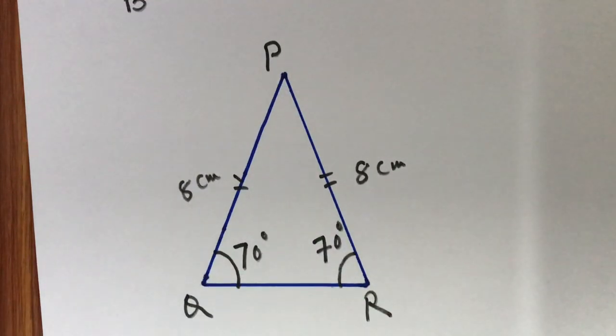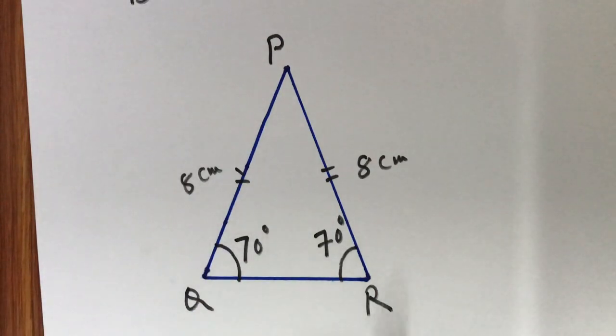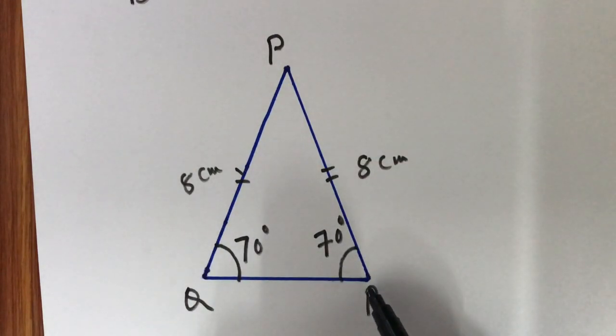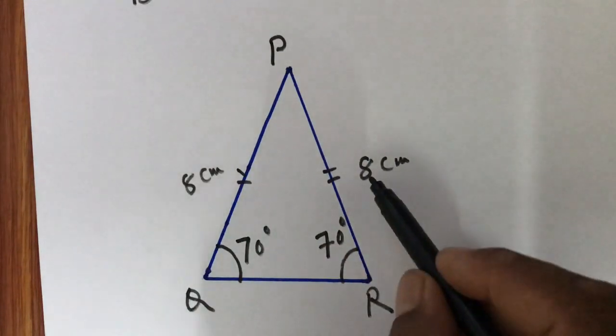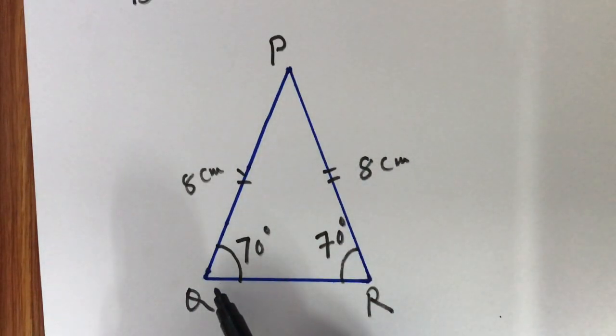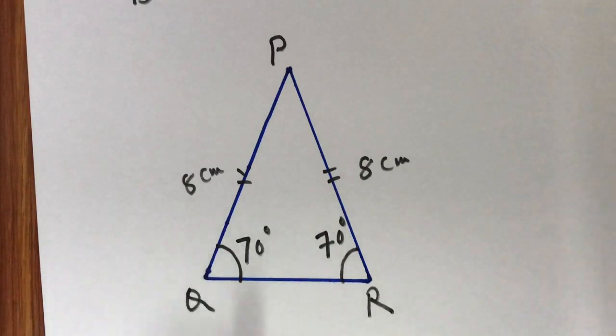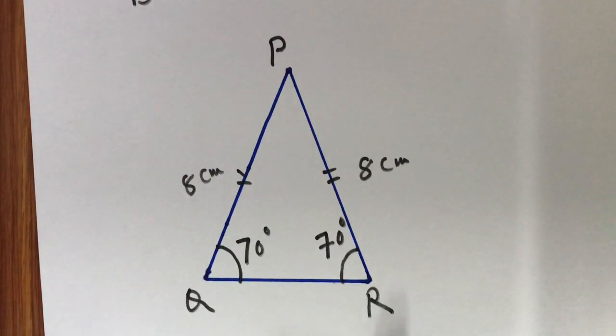So by the activity, by drawing the isosceles triangle of different lengths, different pairs, as two sides are equal, we have verified that the angles opposite to equal sides are equal. 8 centimeter, the opposite angle R is 70 degree, and PR is again 8 centimeter. Its opposite angle will be angle Q, and it is of 70 degree. So in this way we have verified that angles opposite to equal sides are equal.